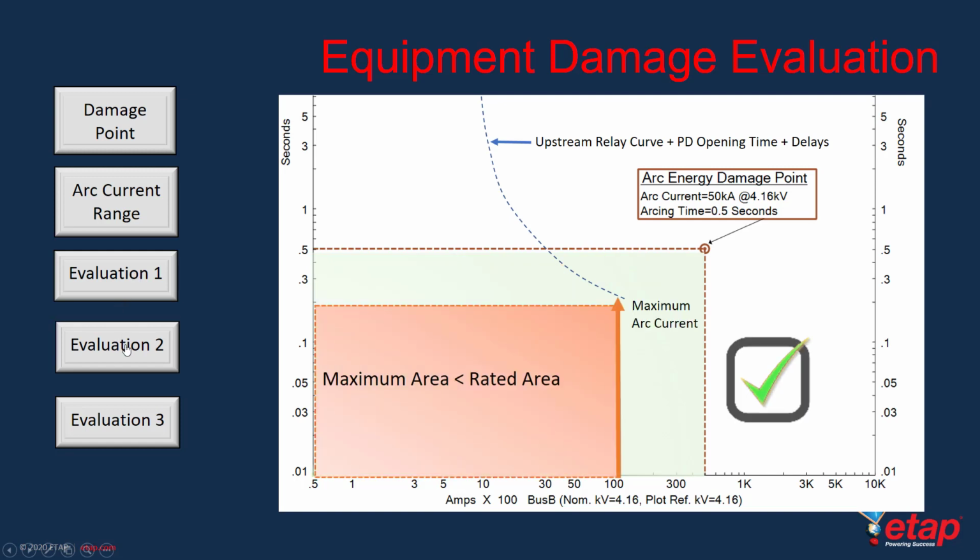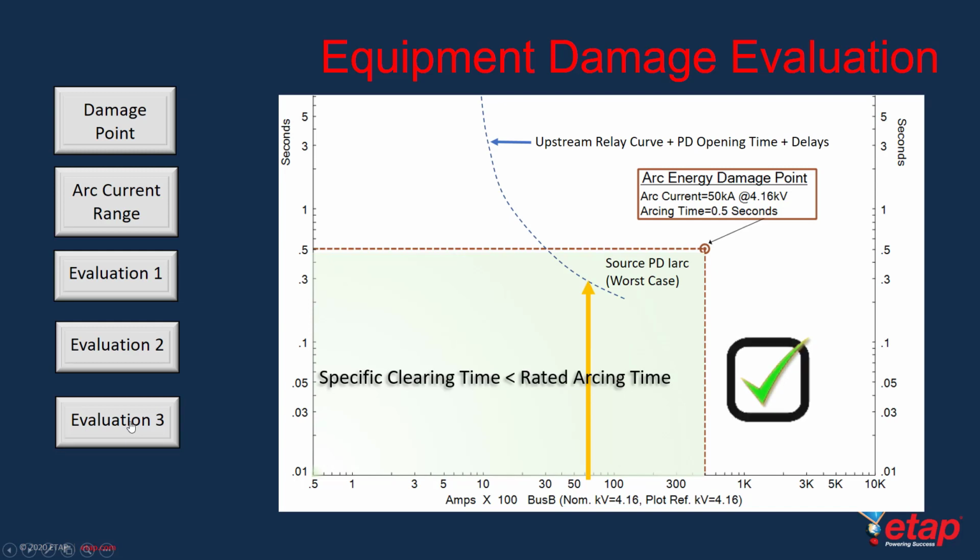In the same token, we can evaluate the maximum arc current and minimum arc duration, and therefore also observe that the area of energy released for this particular combination of time and current is also smaller than the rated energy area of the equipment. Therefore, this is also a passing evaluation.